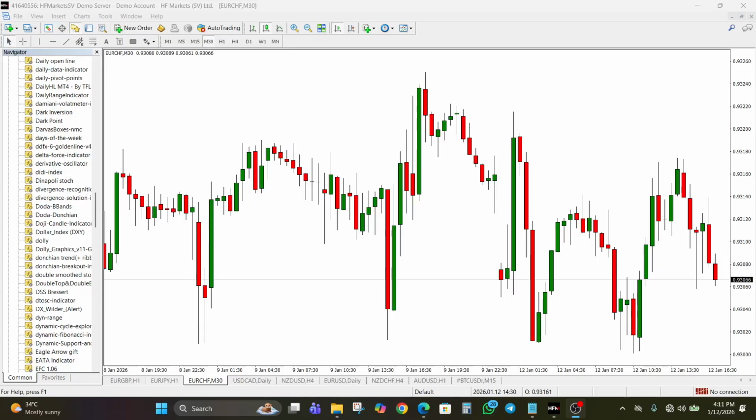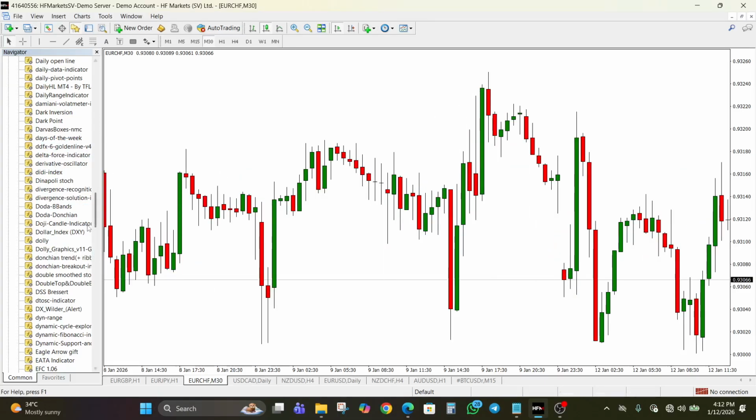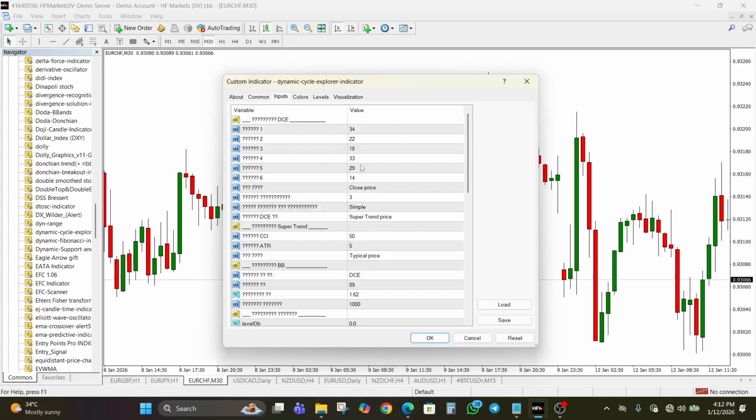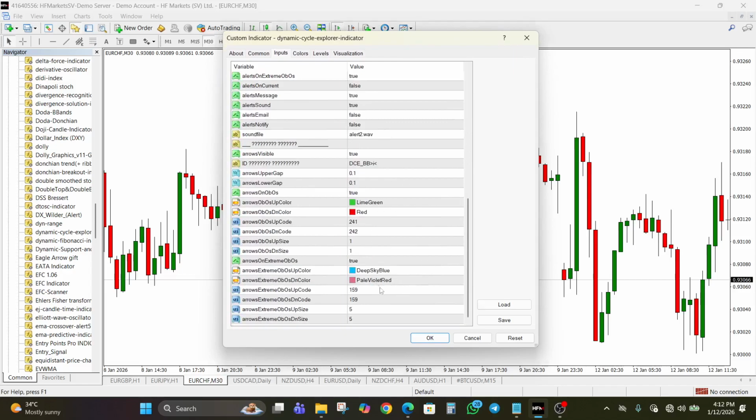So after downloading the indicator, you head over to your indicators folder and you paste the indicator file in the indicators folder for MT4, obviously. And then you head back to your navigator, just refresh your navigator. After doing that, you should find the Dynamic Cycle Explorer indicator. Okay, so you drag and drop it to your chart. Ensure that the allow DLL imports box is checked, and then as for your inputs, if you don't want to use the default, feel free to customize the settings according to your taste.